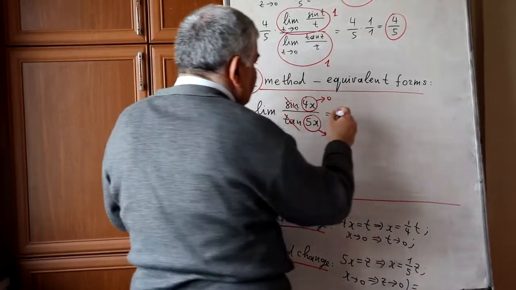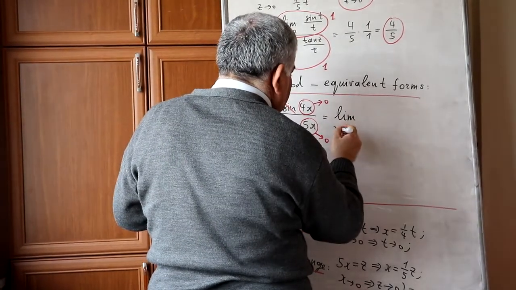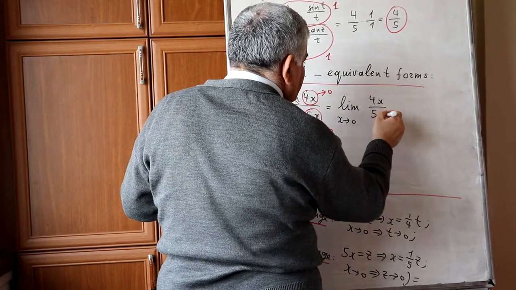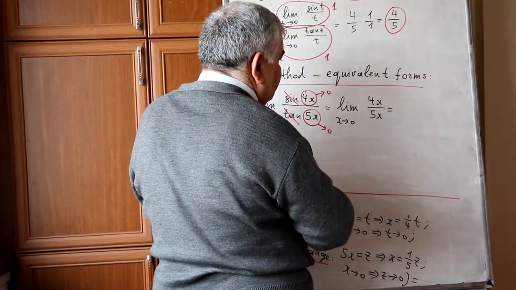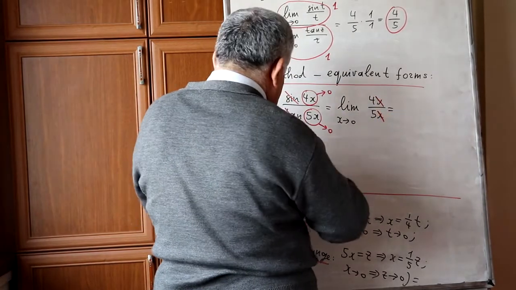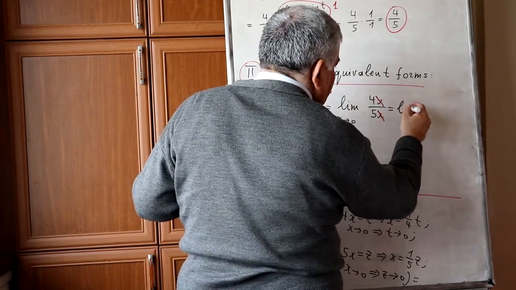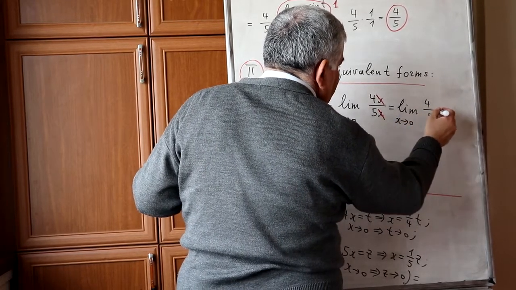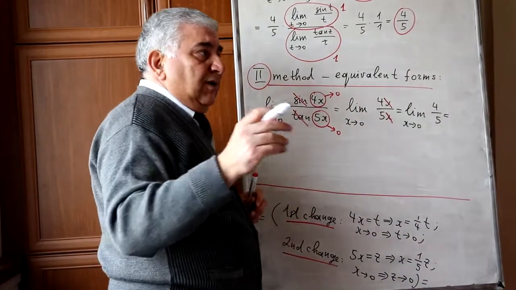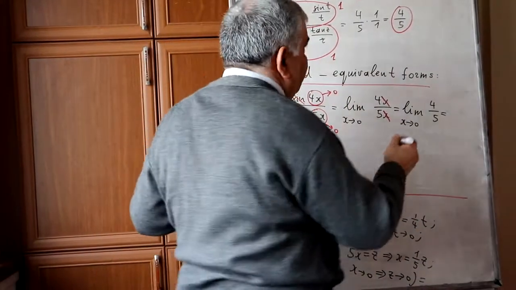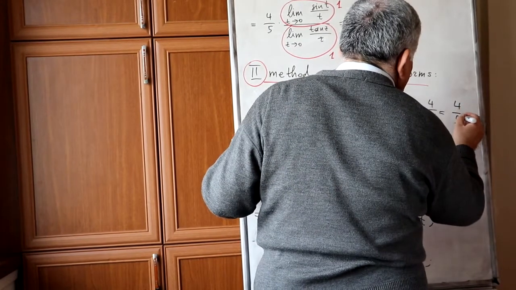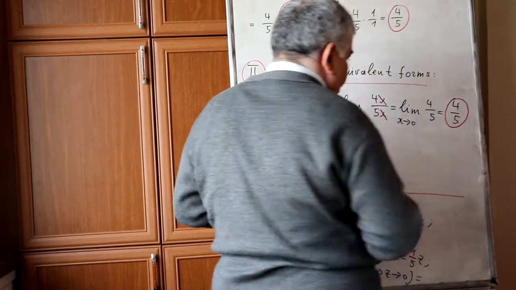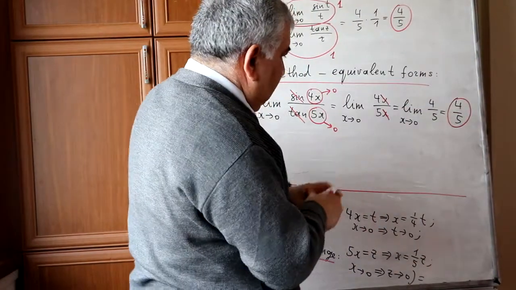Then we will have the limit when x tends to 0 of 4x over 5x. Then numerator and denominator are simplified by x. Then we have the limit of 4/5 when x tends to 0, and you know that the limit of a constant value is the constant value itself. Therefore, we will have 4/5. Then we have the same answer.